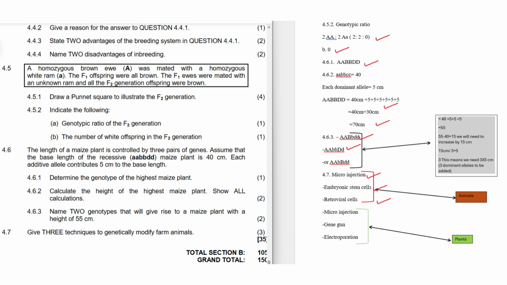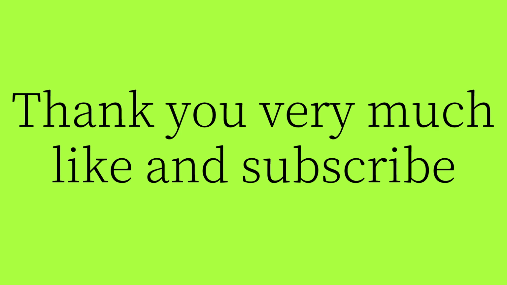If most of the learners wrote the correct answer, we assume that learners know this, then they can penalize those who didn't write the right answer. So it depends on the marking criteria and the decision about the marking guidelines. But just to be safe, this is what we have: microinjection, embryonic stem cells, and retroviral vectors. All the best. That's it for now.